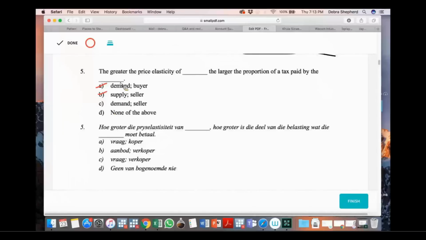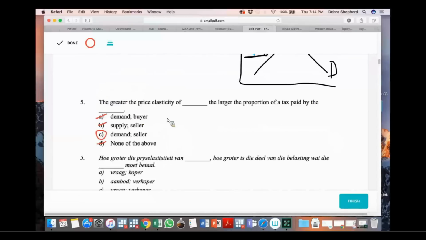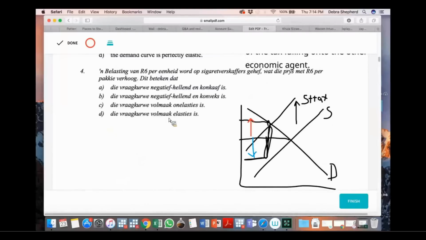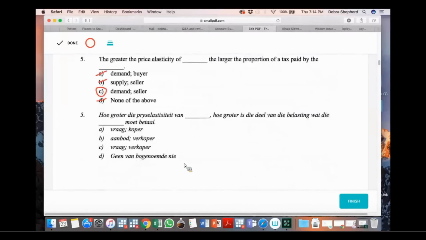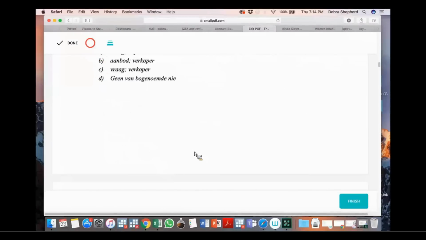Answer C then says, the greater the price elasticity of demand, the larger the proportion of a tax paid by sellers. That is correct. And then D, none of the above is incorrect. Okay, so the logic of 5 comes pretty much from what is discussed above. Okay, so both of these questions try to illustrate the importance of elasticity for how the tax burden is shared.